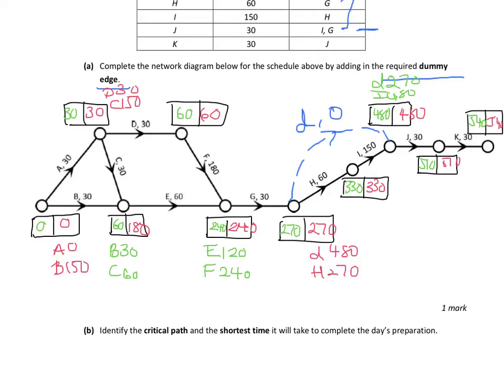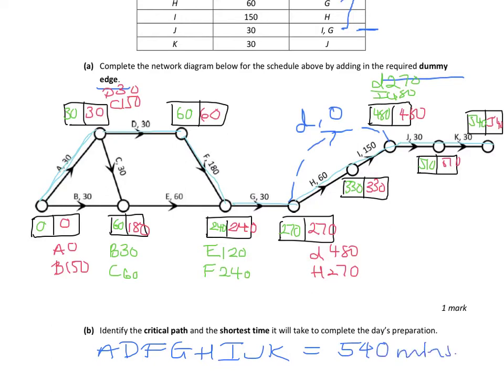So now we can see that our critical path will travel along from the start along A. So along A, D gave us that 30, so along D, down through to F, across to G. It was the H that gave us the 270, so along this way until we get to J, and then J and K to the end. So our critical path in this case is A, D, F, G, H, I, J and K, and that was a total of 540 minutes to complete the whole project.